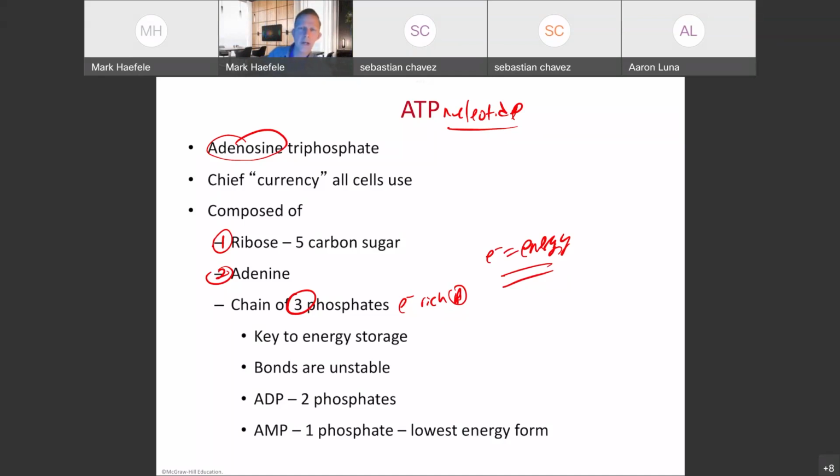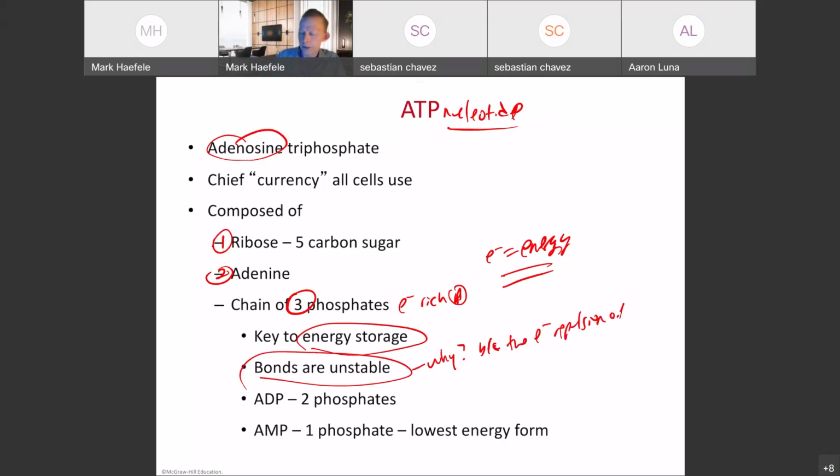Whenever you have molecules that are dense and rich in electrons, it also means they're going to be dense and rich in electricity, in energy. That's the reason why, when you take a look at a phosphate, it is basically an energy storage tool where you can have a lot of electron density packed onto those phosphates, and that creates a lot of energy. However, the bonds themselves are unstable. Why? Because the electron repulsion of so much electron density makes the phosphates want to fly apart.